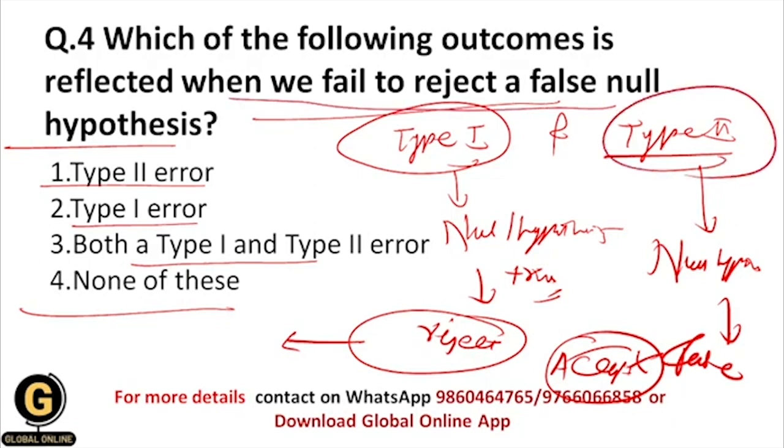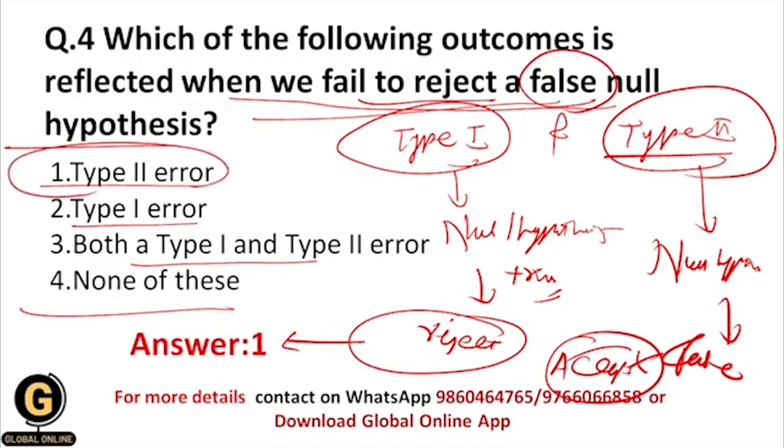Okay, because here the null hypothesis is false, but we are failing to reject it. It means that the null hypothesis is false, but we are accepting it. And that's why in this situation your outcome will be type 2 error.